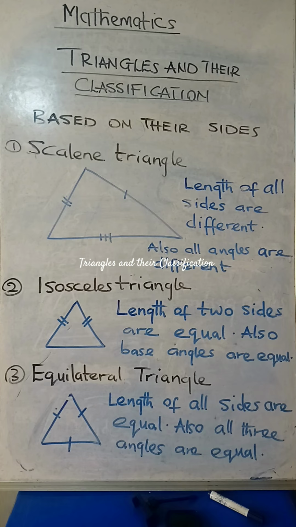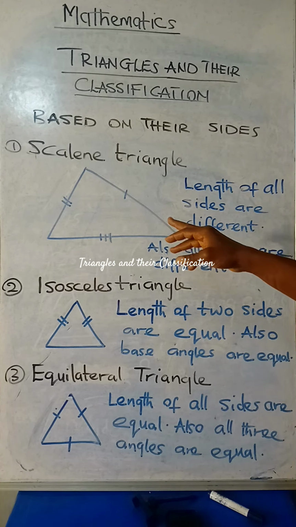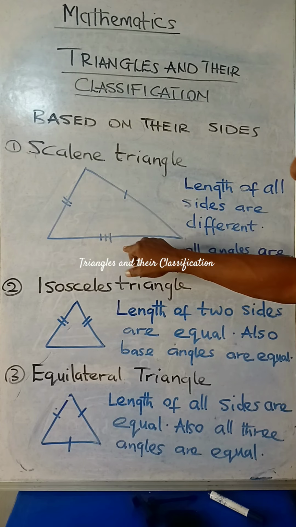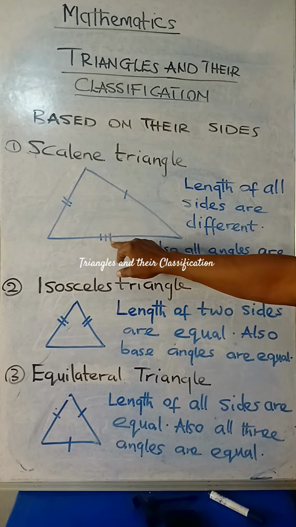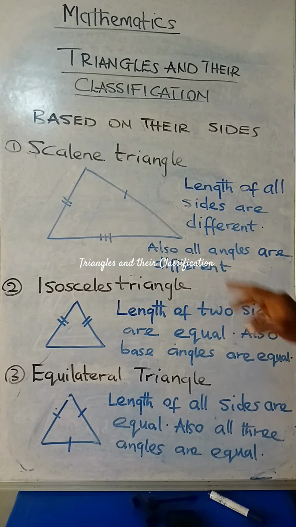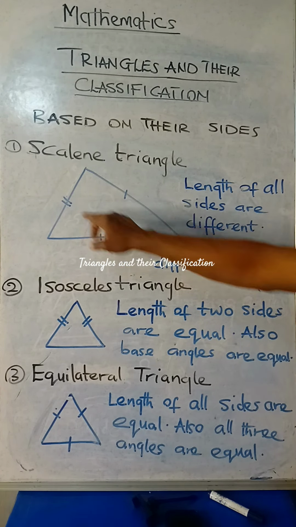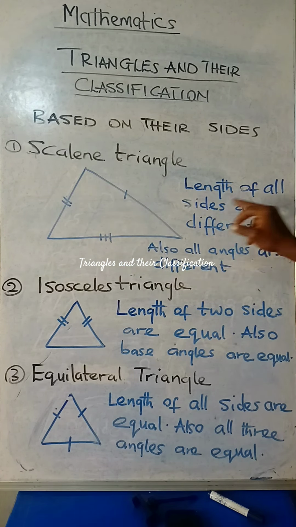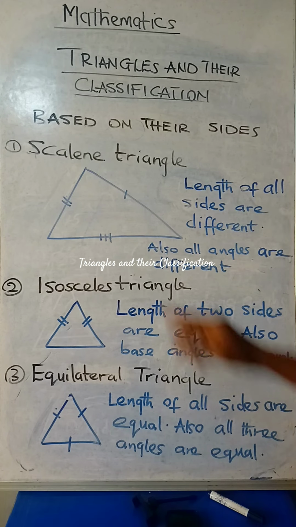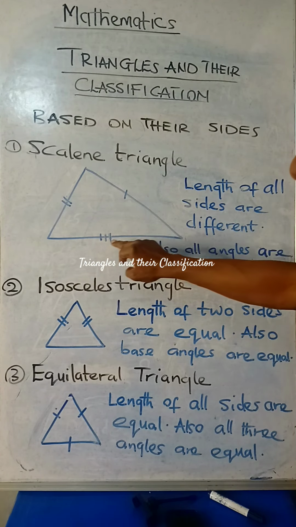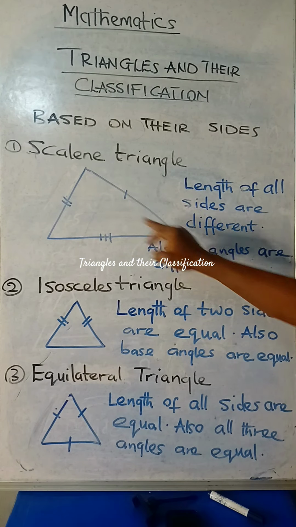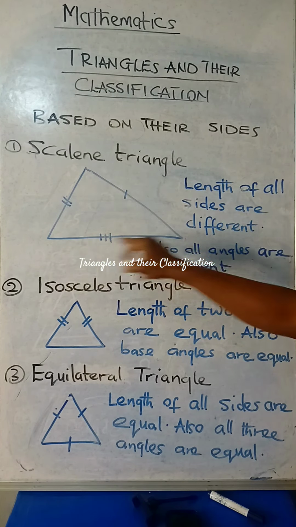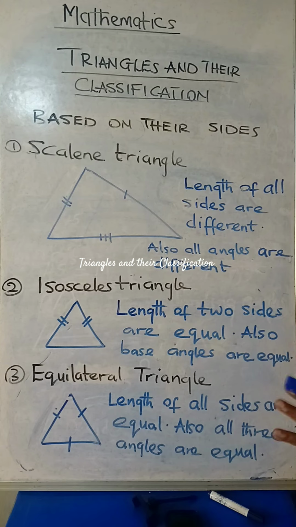As you can see on the board, we have the first one known as the scalene triangle, and you can see some indications on the lines drawn. So this side and this side and this side are not the same. How do you know that? By this mark you can see. So we say that the lengths of all sides are different as indicated by this mark. This mark shows that the length from this point to this point, and from this point to this point, and from this point to this point, all are different.